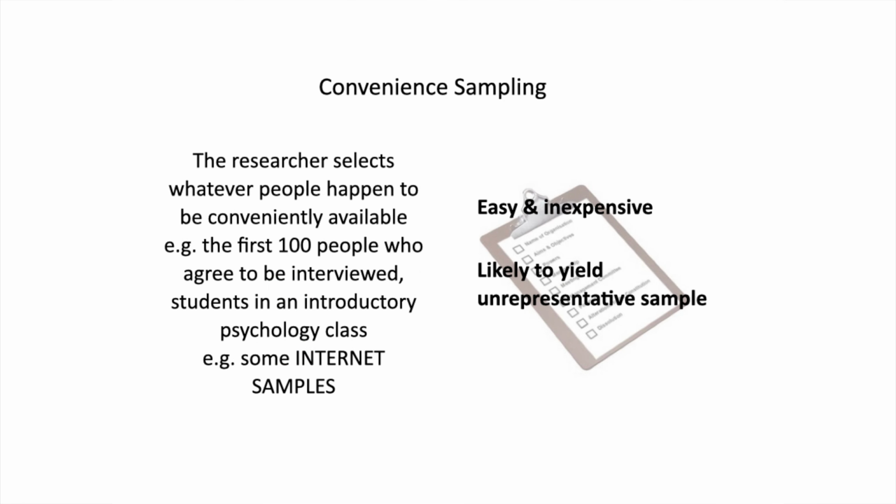If you've ever taken a psych class and then been given a study, you have been part of a convenience sample. A convenience sample is just when the researcher happens to select who's conveniently available to participate in their study. So like the first 100 people who agree to be interviewed, students in a classroom, most internet samples, especially if you've got a really junk commercial polling firm. Yeah. A Twitter poll is a convenience sample, right? They're easy, they're inexpensive, and they are likely to yield a massively unrepresentative sample.